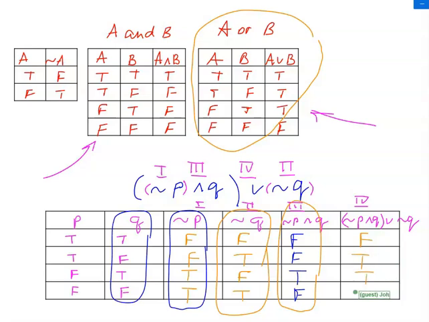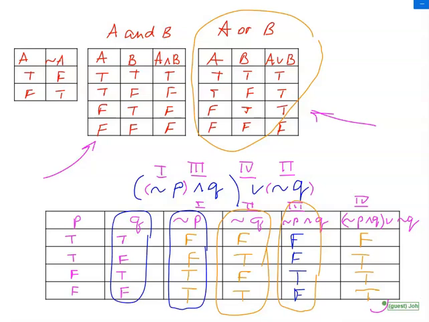So for rows 2, 3, and 4, let's just verify that. This is false or true, and false or true is true. True or false is true. And again, false or true, so we're getting true again. Okay, so we're done with this table, and this is the correct answer. Congratulations.